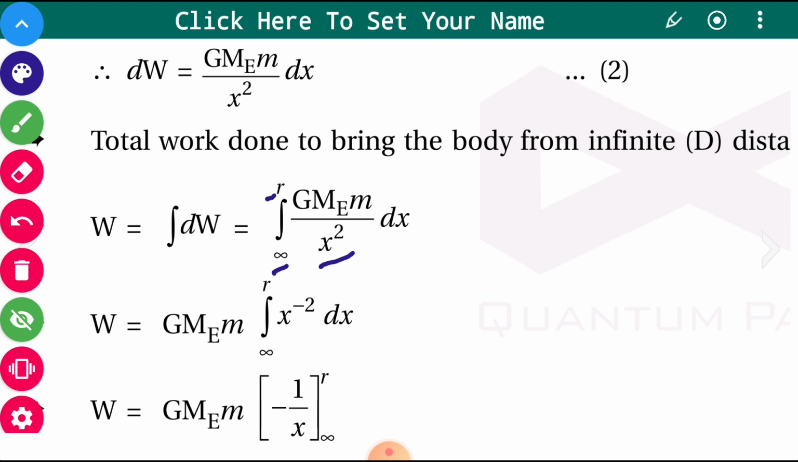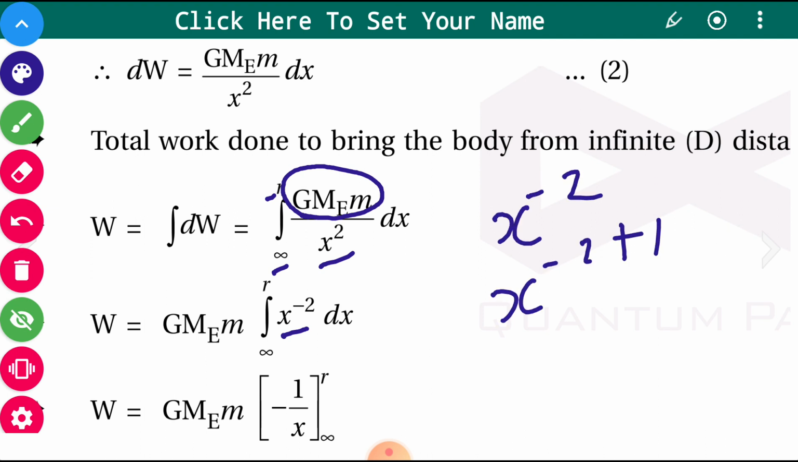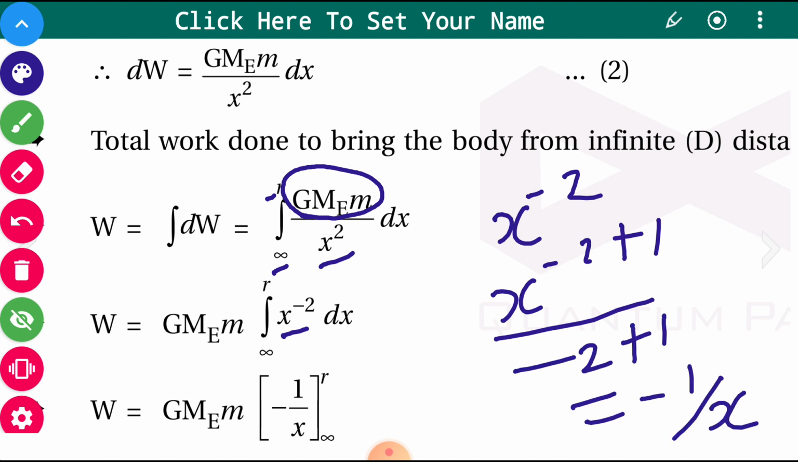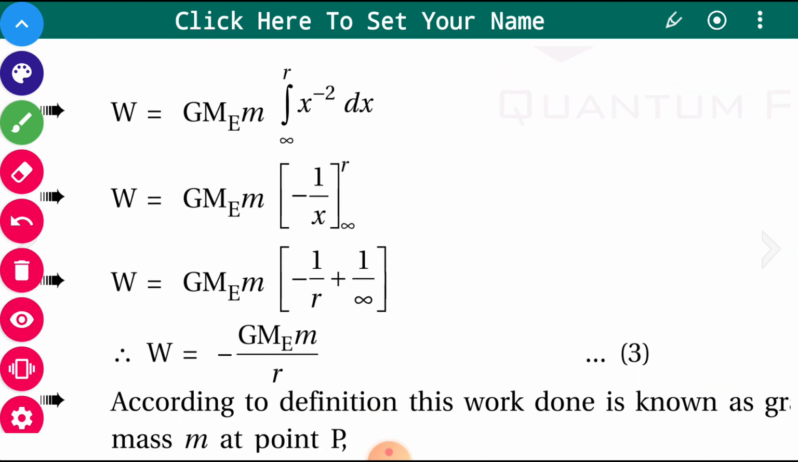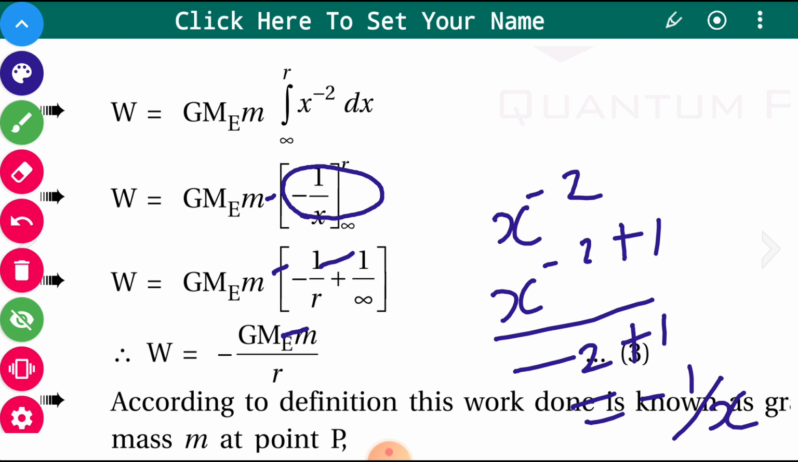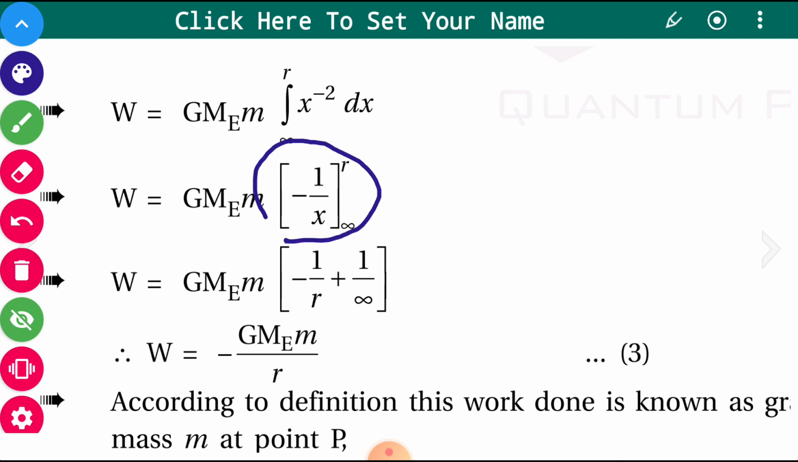Now x square in the denominator is x raised to minus 2. These are the constant quantities which are taken out from the integration. So you have x raised to minus 2. Now x raised to minus 2 has the integration x raised to minus 2 plus 1 upon minus 2 plus 1. So this becomes minus 1 upon x. So it is written here as minus 1 upon x. Okay. It is written here minus 1 upon x and the limits are substituted initially.